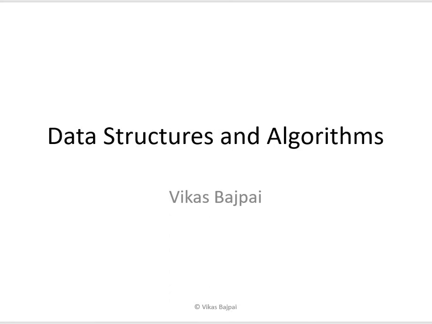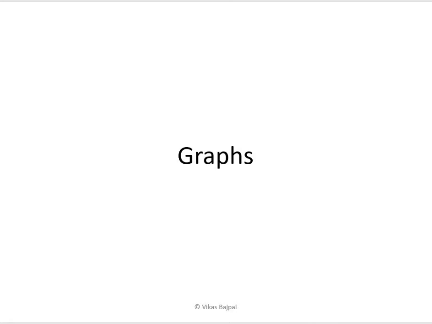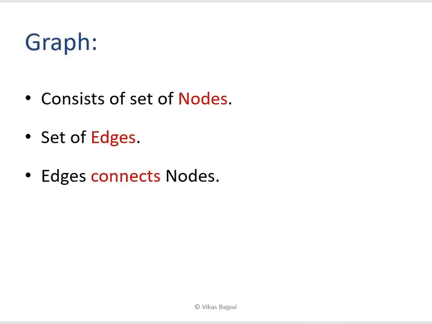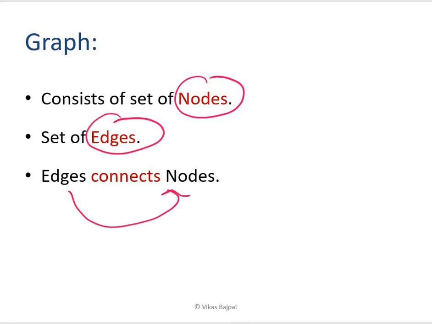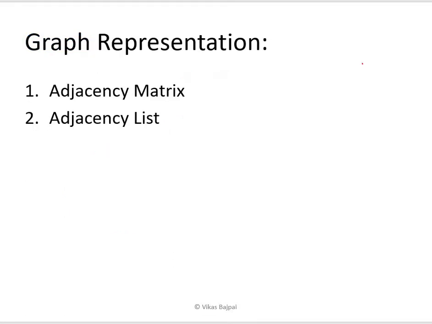So welcome back. In our previous video, we were talking about graphs and we saw some basic details about graphs: that a graph consists of nodes and a set of edges, and these edges connect the nodes. Then we saw some basic terminologies in terms of paths, connected graphs, and so on and so forth. In today's discussion, we'll talk about graph representation.